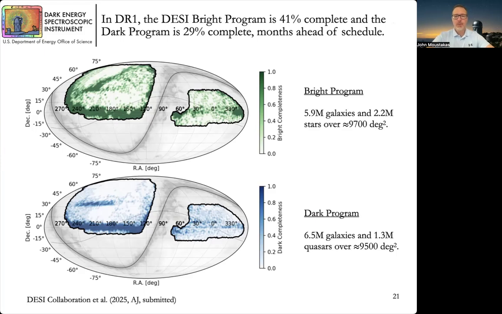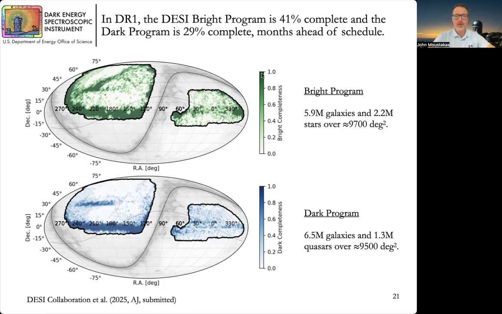Okay, now DESI observes in two different programs, the bright program and the dark program. The bright program is essentially when the moon is up. So the sky is bright. It's not as dark as it could be if the moon was down. And so during the bright program, we target stars as part of the Milky Way survey, and we target the Bright Galaxy Survey galaxies. So this first map up here shows the completeness of the Bright program as contained within DR1.